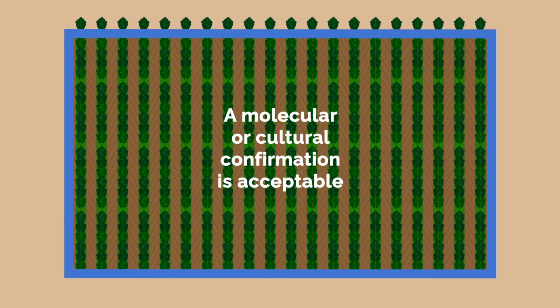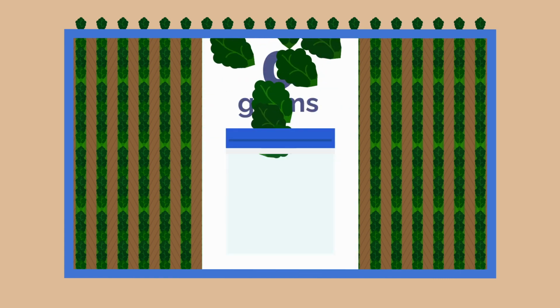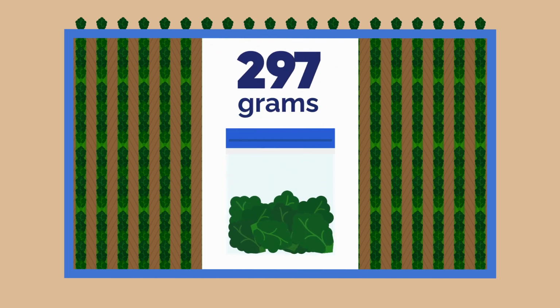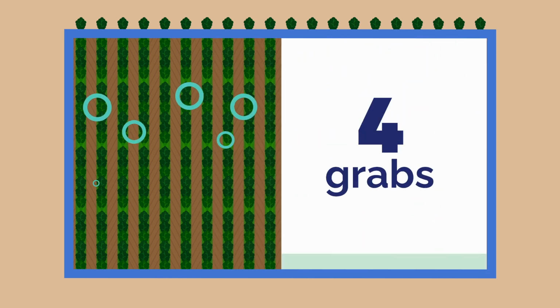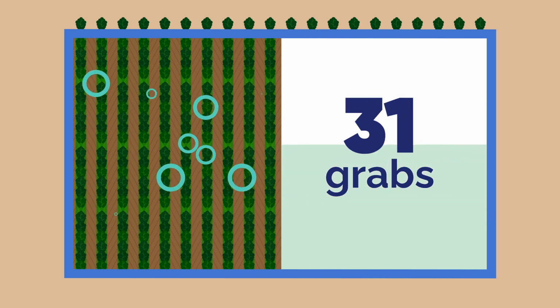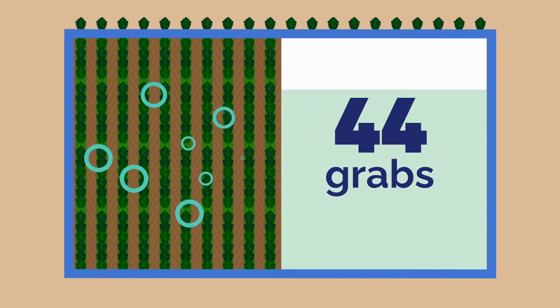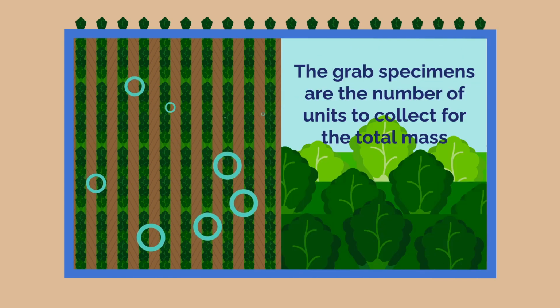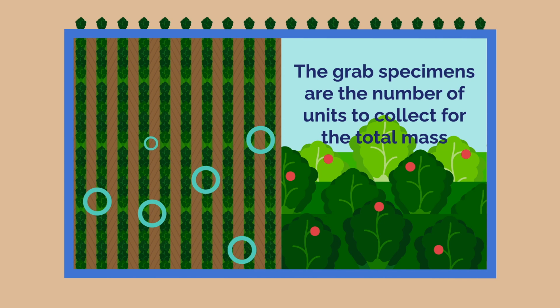The sample size is the total mass required per lot to do the analysis. For the program, it must be at least 375 grams. The recommended best practice is to take a minimum of 60 grabs, also known as grab specimens, from the sample area to collect the total mass. The grab specimens are the number of units to collect for the total mass.